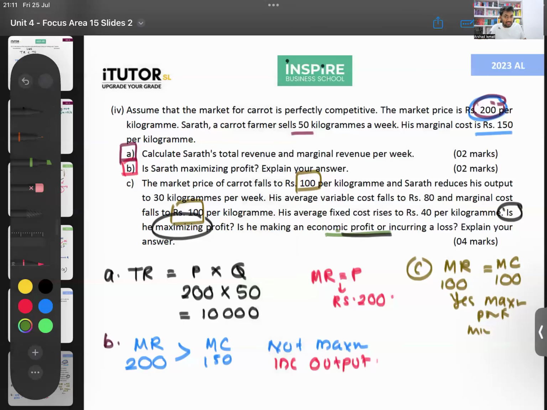So is he making an economic profit or loss? How can you look at that? Look at the total revenue and total cost. He is selling 30 kilos at 100 rupees a kilo, so the total revenue is 3,000. What is his total cost? Average variable cost is 80, average fixed cost is 40, so average total cost is 120. 120 times 30 units, his total cost is 3,600.